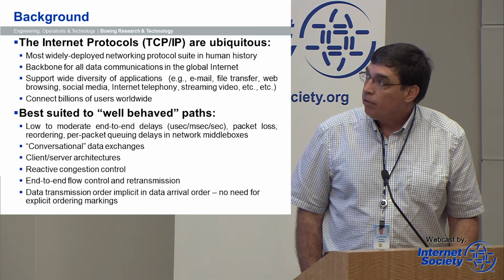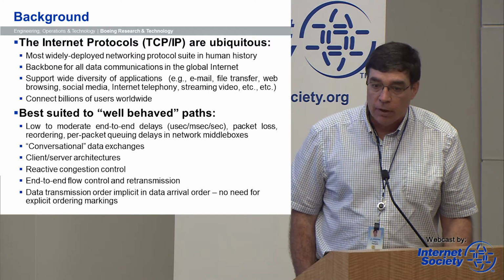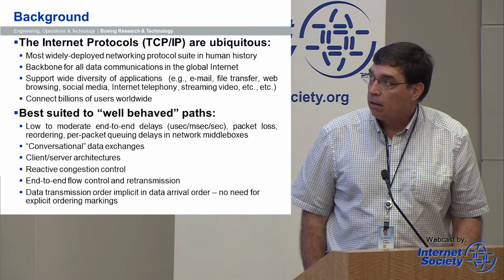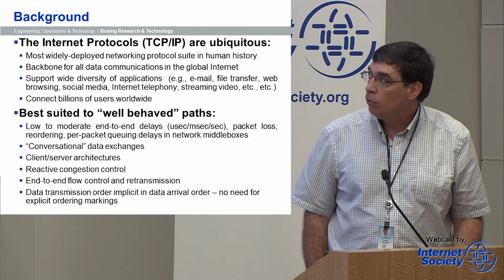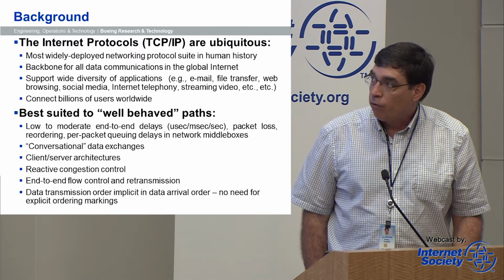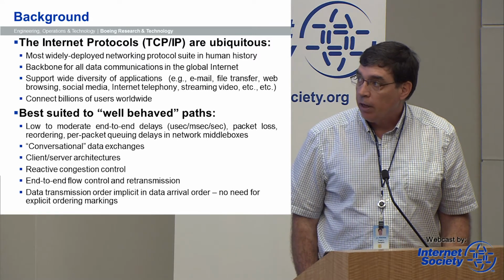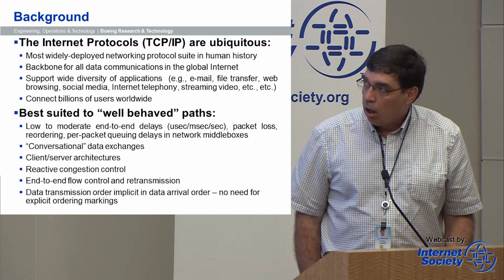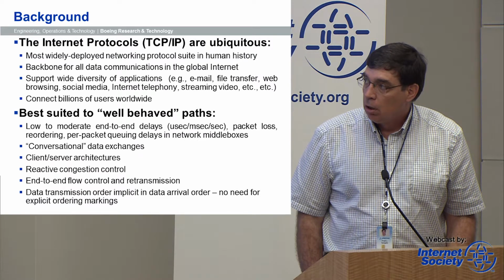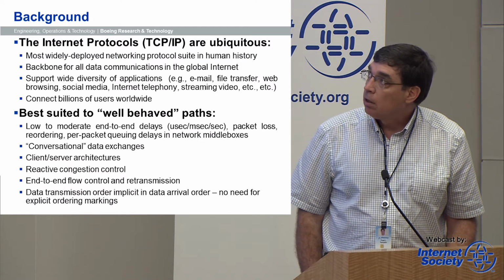But they're best suited to well-behaved paths where we have low to moderate end-to-end delays, low to moderate packet loss and reordering, and per packet queuing delays and network middle boxes that are, again, nominal. Good for conversational data exchanges, client-server architectures, reactive congestion control, end-to-end flow control. But let's go to the next chart.